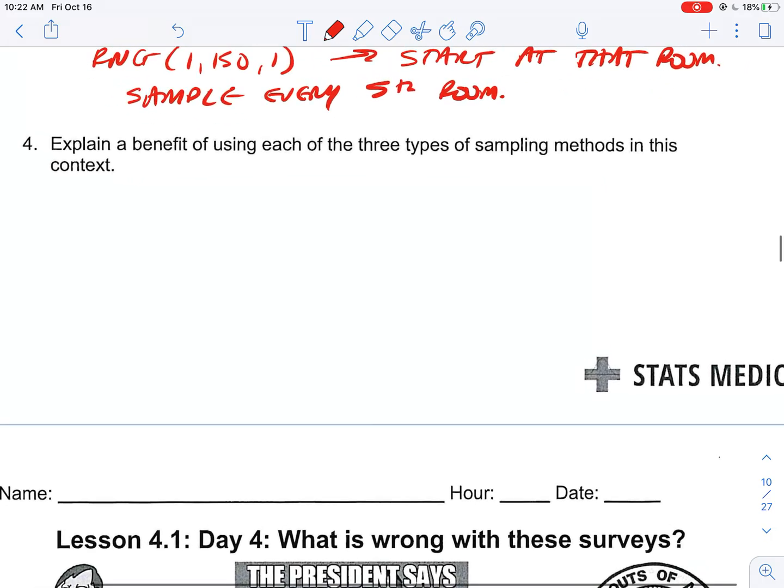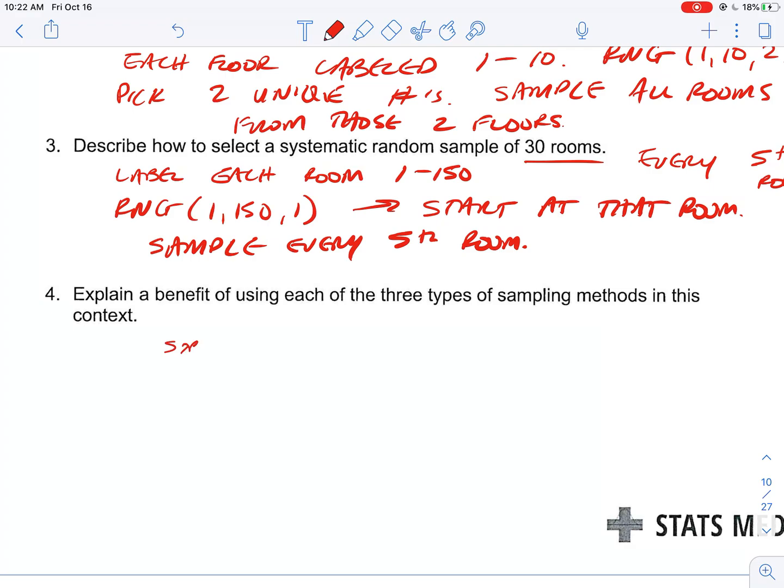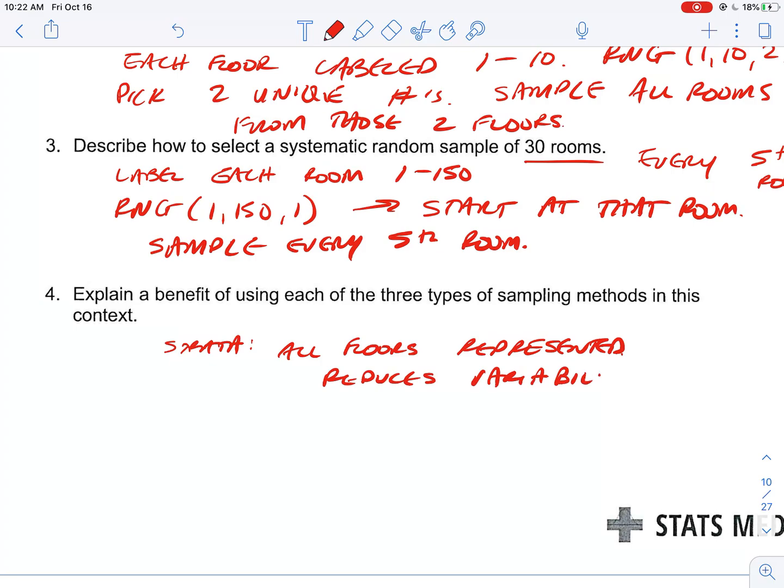So what are the benefits of these 3 types of sampling methods in this context? The benefit of the strata is that all floors are represented. And why is that a good thing? Well, if you've got a different staff on each floor, you get an idea of what the whole hospital is doing, right? Because every single floor has 3 rooms sampled, and so you get an idea from every floor. So it reduces the variability. You don't have 15 rooms from one floor, and if it's a particularly good floor, you might get a false sense of how good it is. If it's a particularly bad floor, you might get a false sense of how bad it is.